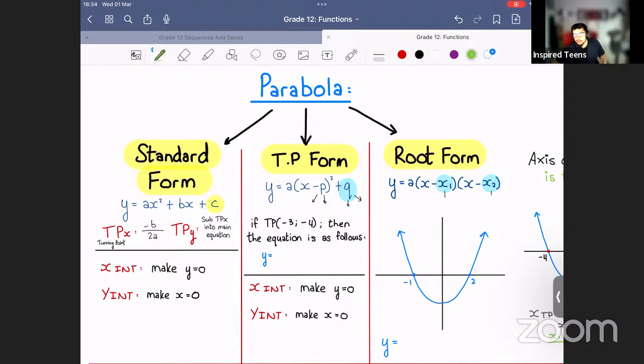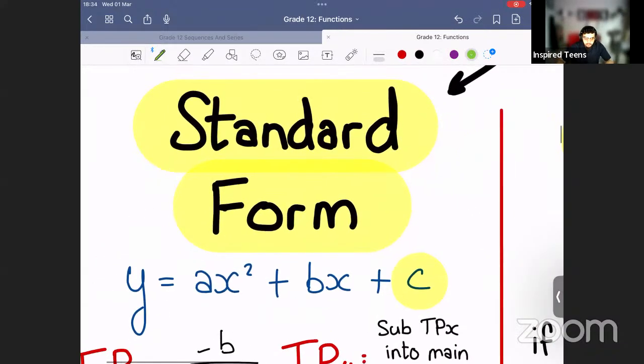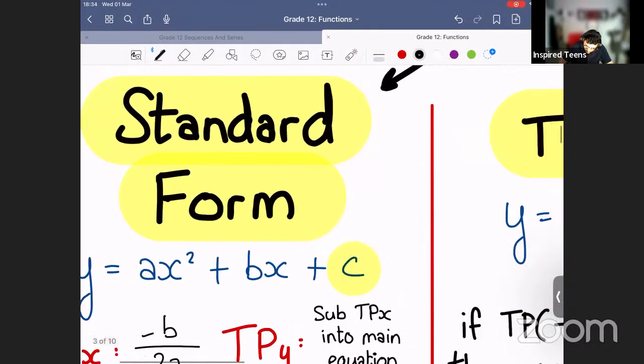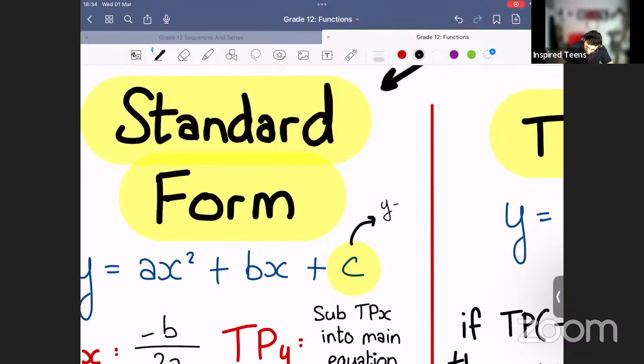So the first form which we're going to learn is standard form. Standard form has a general equation: y is equal to ax squared plus bx plus c, where c is our y-intercept. Again, just like in a straight line, where c is the y-intercept, here in standard form parabola, c is the y-intercept as well.